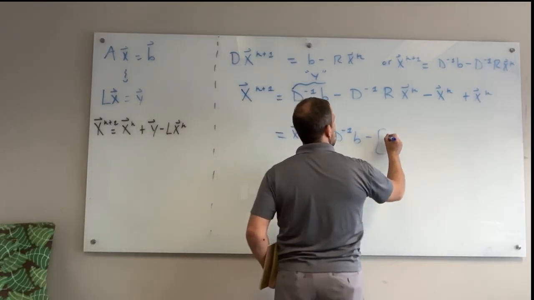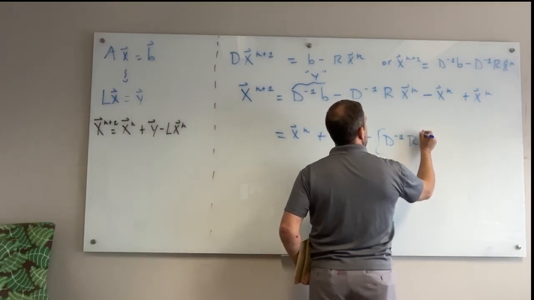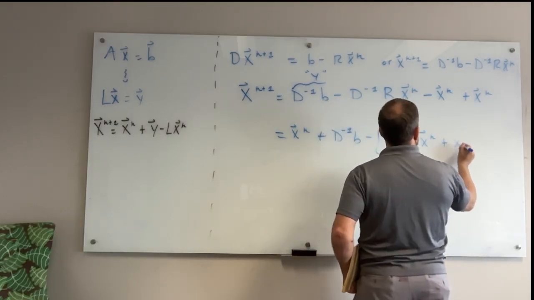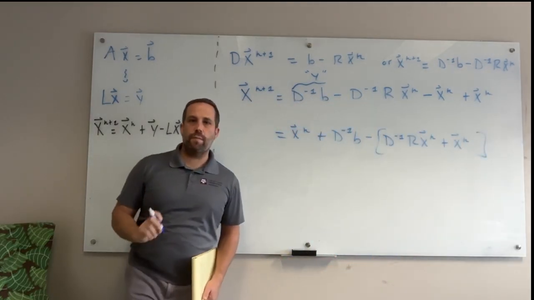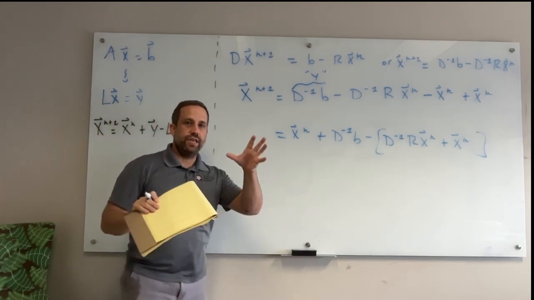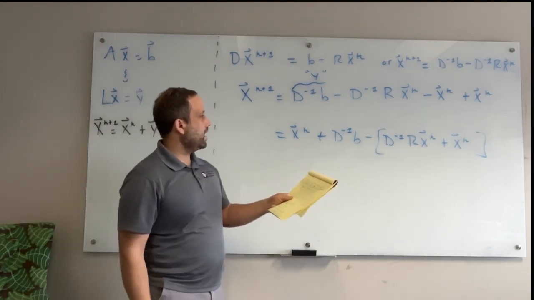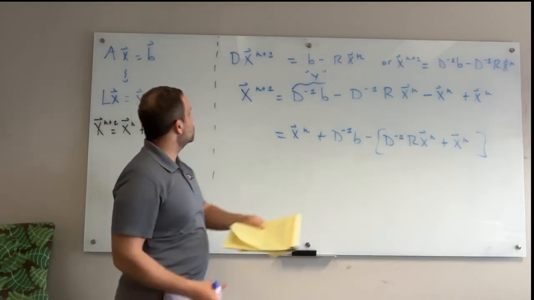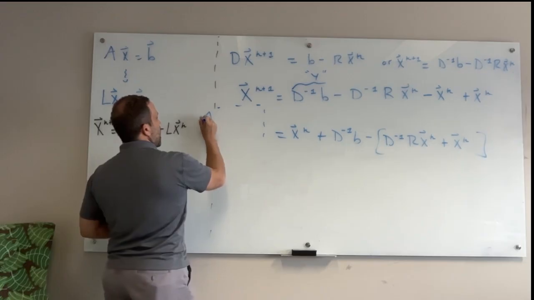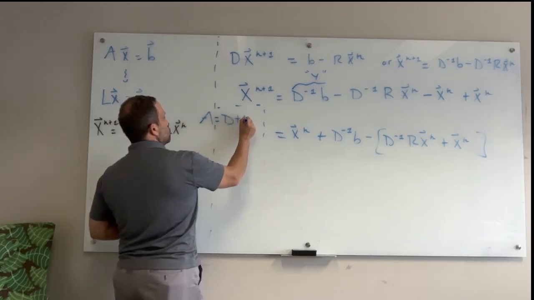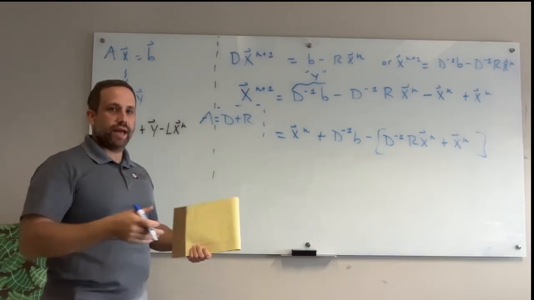I've got D inverse R x_k plus x_k. Okay, but remember what R is. R is just the non-diagonal part of the matrix. So if D is the diagonal of the matrix, then let me just say it over here. A is equal to D plus R. D is the diagonal part of A. R is everything else.